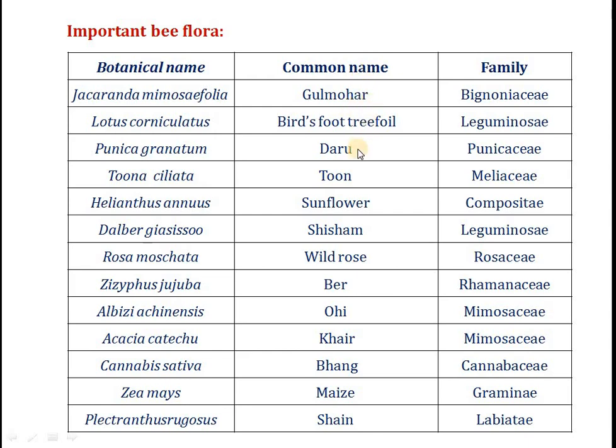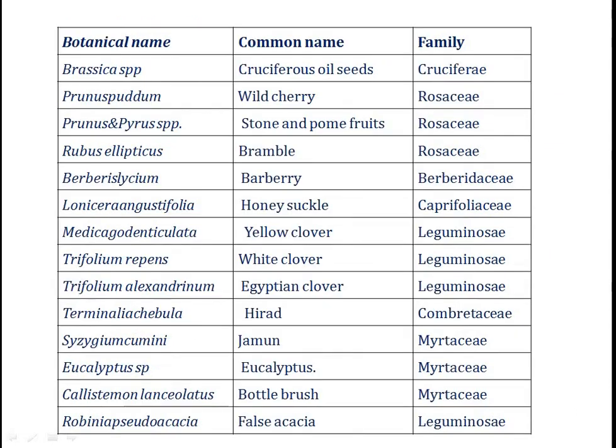There is the gulmohar, bird's foot trefoil, tune, sunflower, sesame, wild rose, ber, khair, bhang, maize, shane. These are some plants. There are the botanical names, there are the common names, and they are found in each family. There are also some other names.